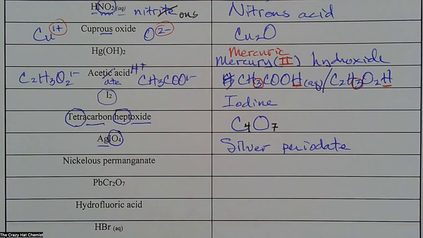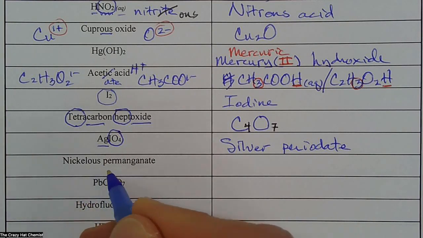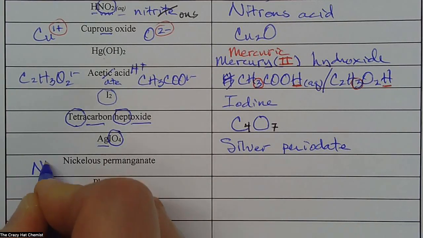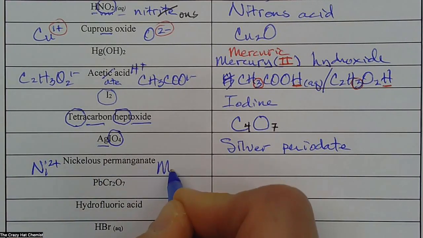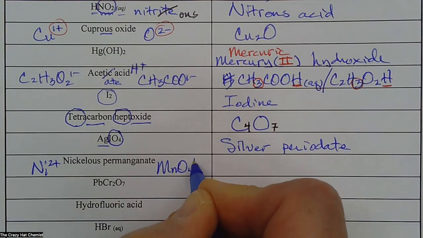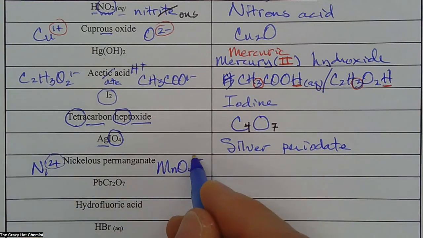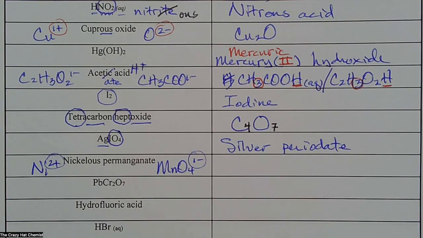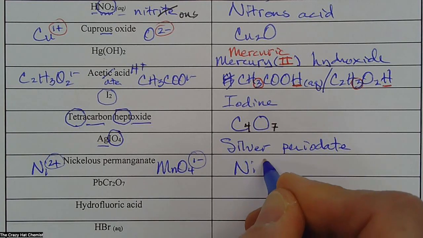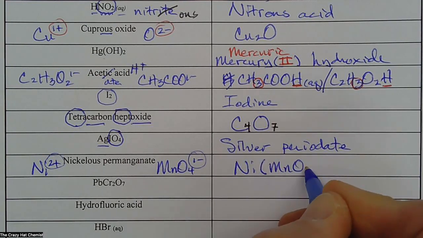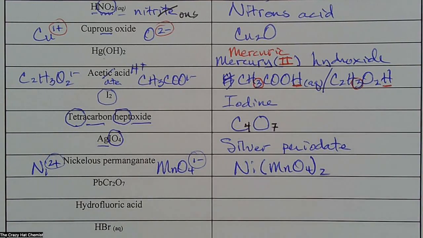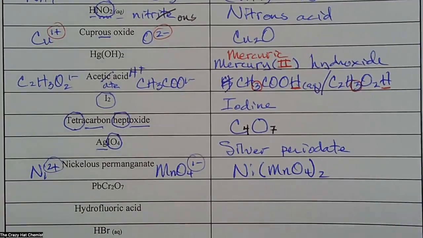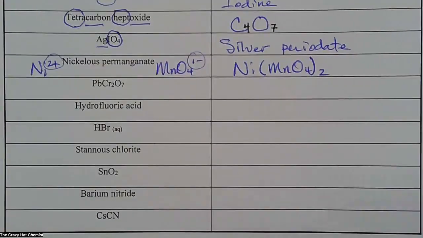All right, the next one is nickel permanganate. Nickel is Ni2+, permanganate is MnO4 1-. I'm going to take the absolute value of these two charges, flip them, bring them down, and I'm going to get my formula of Ni parentheses MnO4 and a 2 outside. Okay, all right, just going to roll this up here a little bit more.